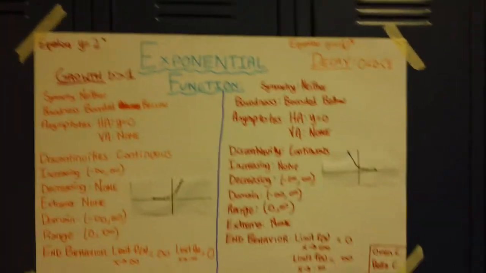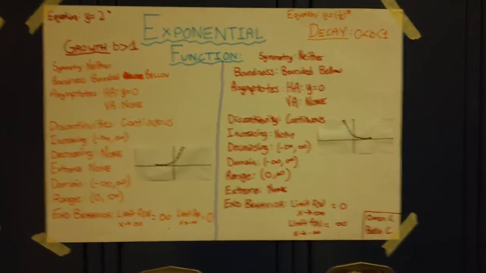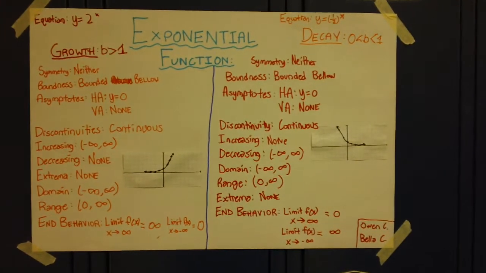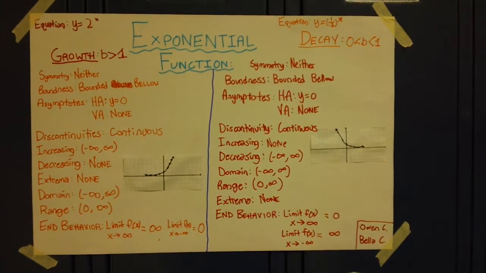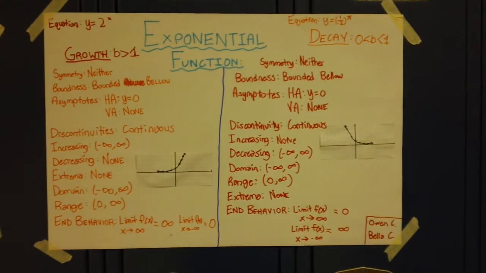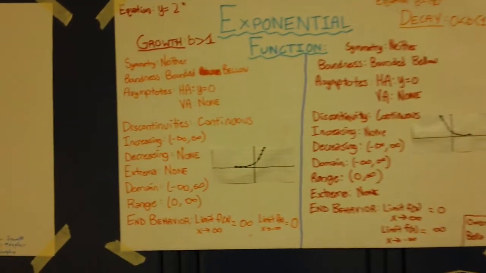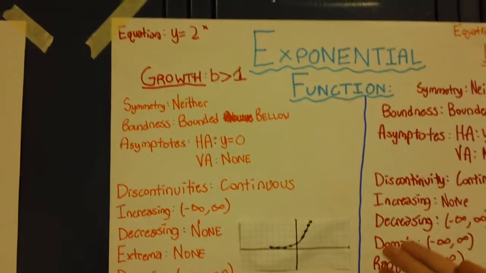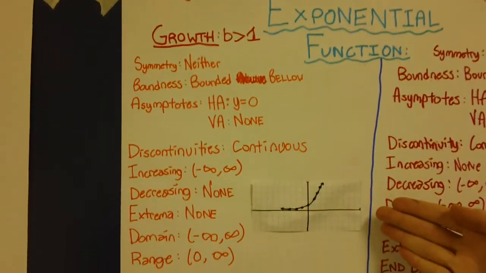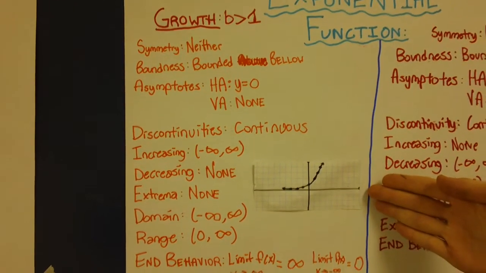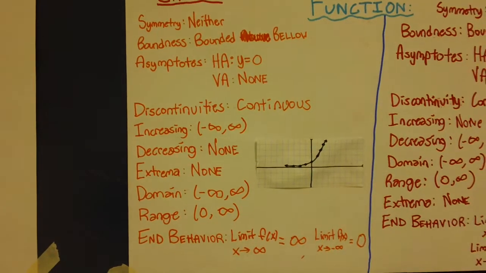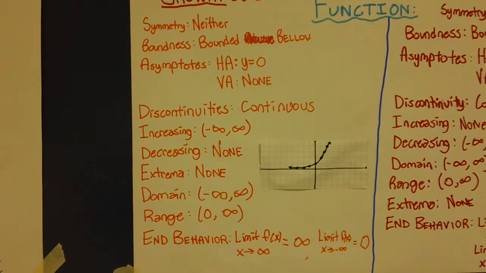Alright, so this is the exponential function, and the equation for this is y equals 2 to the x power. So for this, we have two examples. The first example we have for y equals 2 to the power of x. This is the graph of it. The symmetry is neither. It is bounded below.